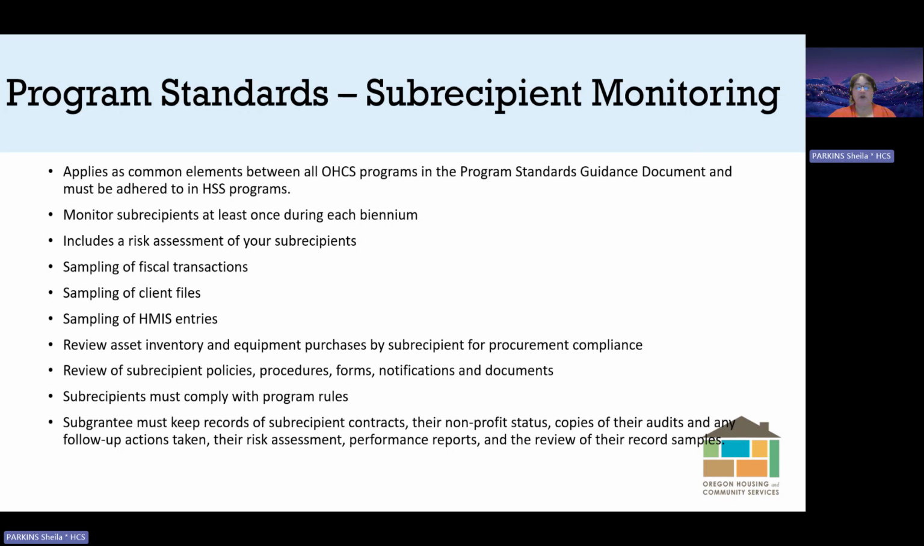Remember, subrecipients cannot purchase vehicles, only equipment. And you must include a review of the subrecipient's policies, procedures, forms, documents, and notifications to ensure compliance with program rules. Your documentation of the monitoring you perform on subrecipients must include records of your contract with the subrecipient, their nonprofit status, copies of their audits and any follow-up actions taken, the risk assessment, performance reports, and the review of their record samples. Files should be complete and available to OHCS when we monitor your organization.